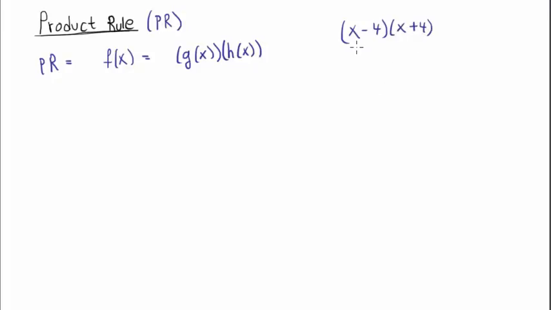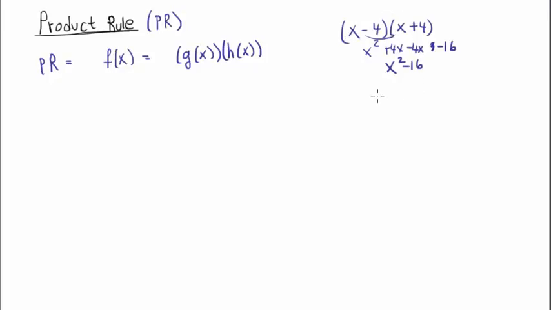Now you have the option of just doing a foiling method, and then getting x squared, and then plus 4x minus 4x minus 16 in the end. The plus 4x and the minus 4x cancel out, and you're left with x squared minus 16. And now you take the derivative of f of x normally, like a polynomial derivative form. But the thing is, this was a simple example. You had the option of just quickly multiplying through.